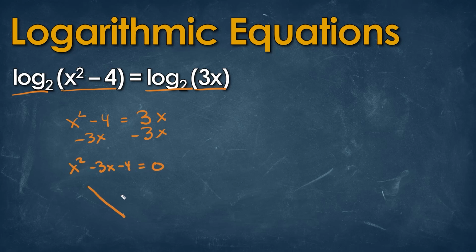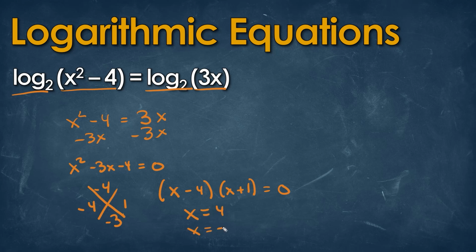We can use the diamond method, or if you want to use the quadratic formula, you can do that too. So we get -4 and 1. So we'd have that x minus 4 times x plus 1 is equal to 0. That would tell us that x is equal to 4 and x is equal to negative 1. And since we have two answers, it's best that we actually plug these values in.